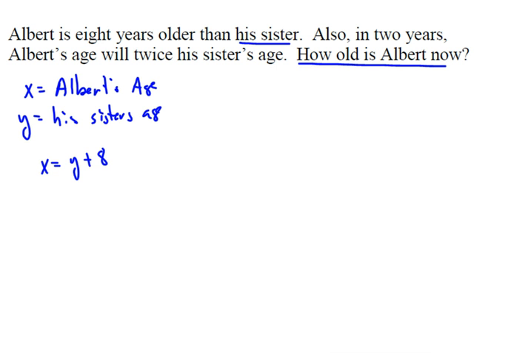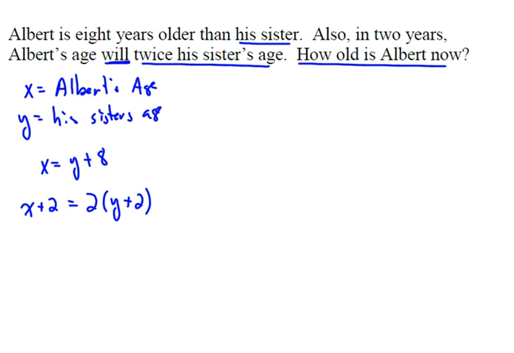Also, in 2 years, Albert's age will be twice his sister's age. Now this one's a little confusing because the 2 years gives you a little bit of a problem. First off, it says Albert's age will be, that's like "is". But it's not his age right now, so it's not x. It's actually his age 2 years from now. Well, if Albert's age is x right now, then x + 2 will be his age 2 years from now. And that's going to equal twice his sister's age, so 2 times y, but not just y, because his sister is also 2 years in the future, so for his sister's age, we have to add 2: x + 2 = 2(y + 2).